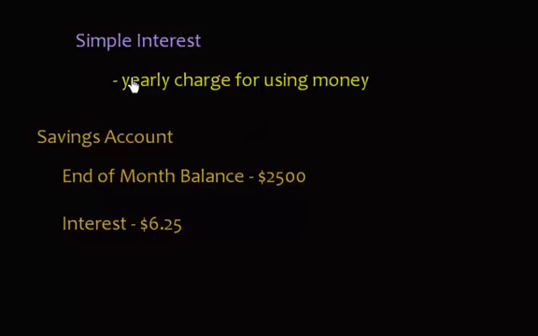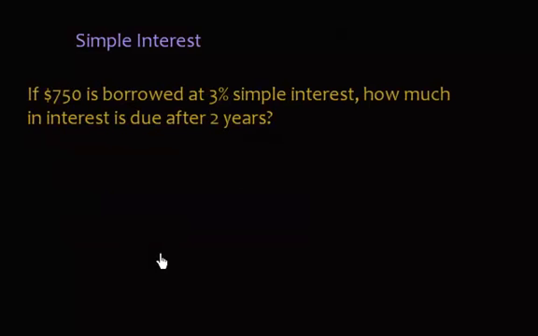So what we're going to talk about now is simple interest. We'll talk about the formula and maybe do some examples. Okay, so let's take a look at this example here. We have $700 is borrowed at 3% simple interest. How much in interest is due after 2 years? So again, this is kind of a watered down version of interest, and that's kind of why it's called simple interest. But so let's say you borrowed $750, and you have to pay back 3% in interest after 2 years. So how much would you have?